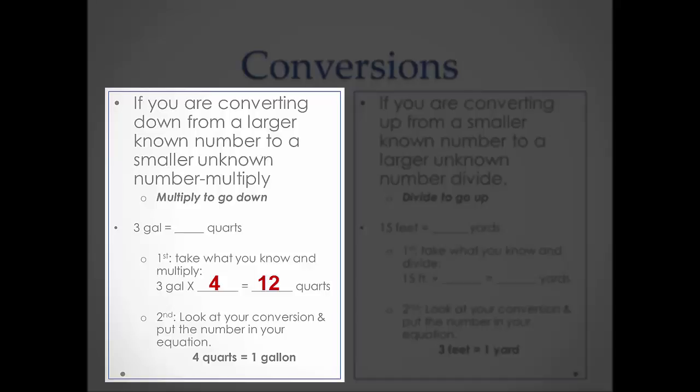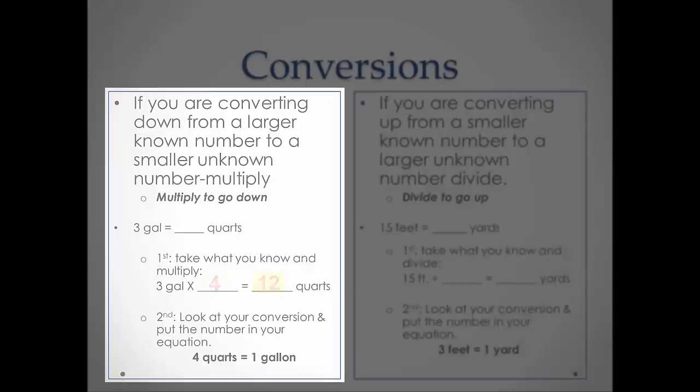One more time, what we did was we realized we were going from a larger measurement, 3 gallons, down to a smaller unknown measurement, quarts. That told me I needed to multiply. Then I'm going to take what I know, 3 gallons, multiply it by my relationship, which is 4 quarts. 3 times 4 again was 12 quarts.